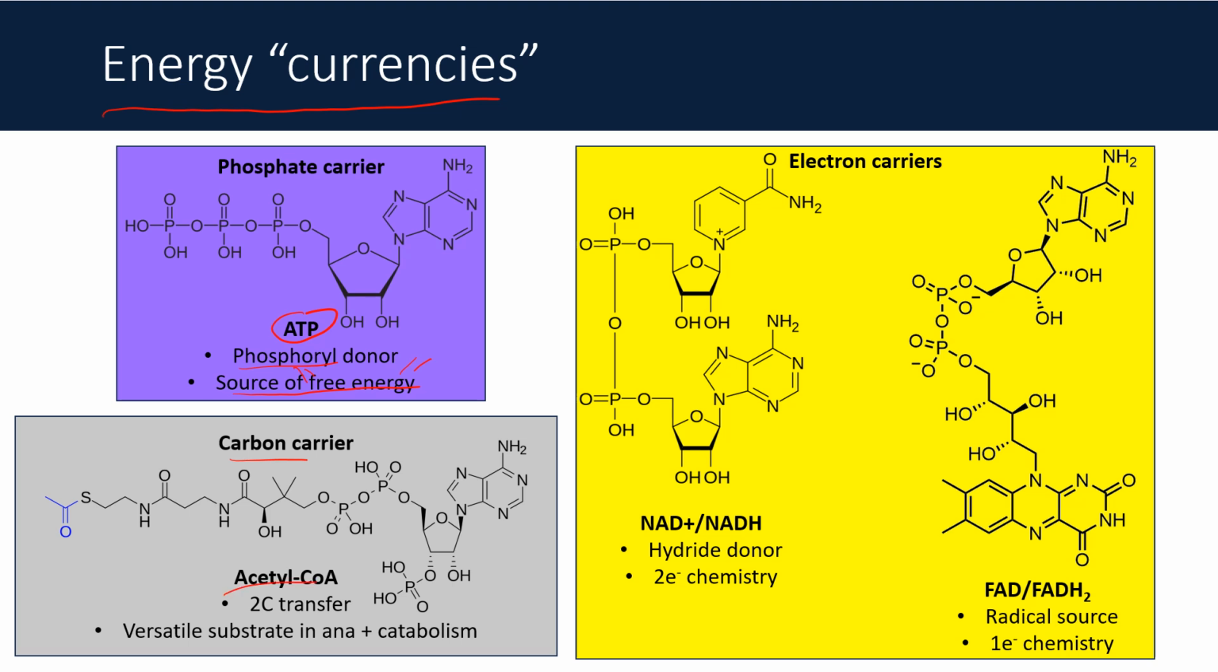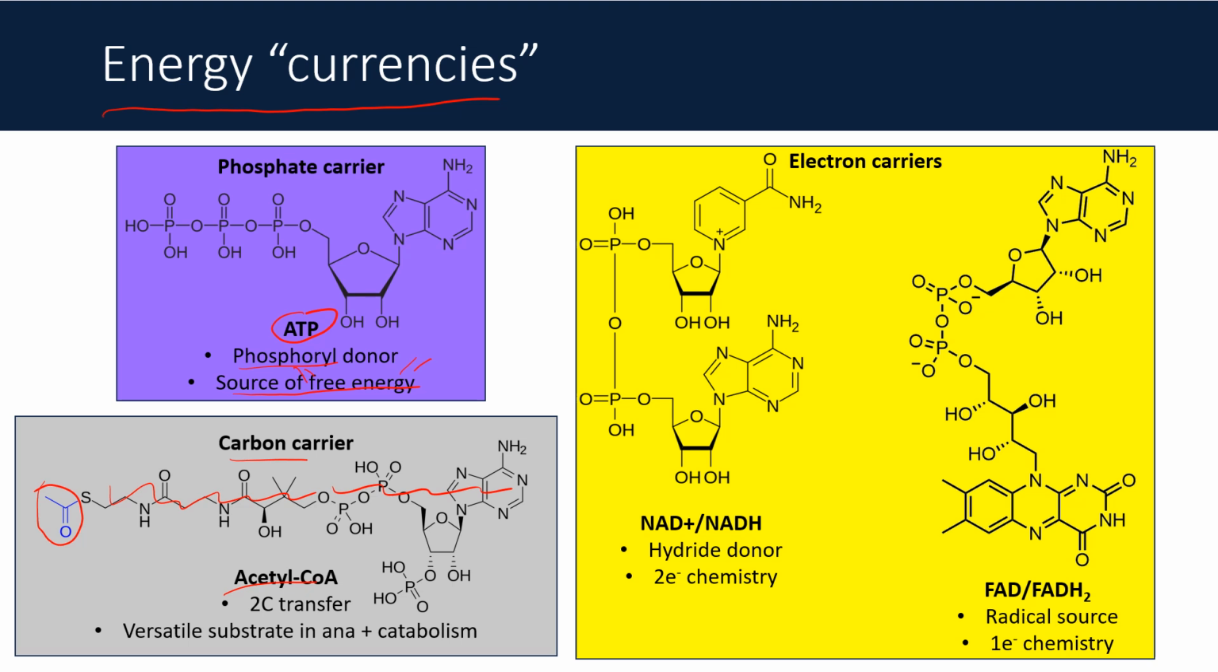Acetyl-CoA is a huge molecule that carries two carbons in the form of an acetyl group, shown in blue. All of this, that's just the Uber driver, so to speak. Lastly, we have our electron carriers. These are used to extract and inject chemical energy, bonds, from metabolites via redox reactions.